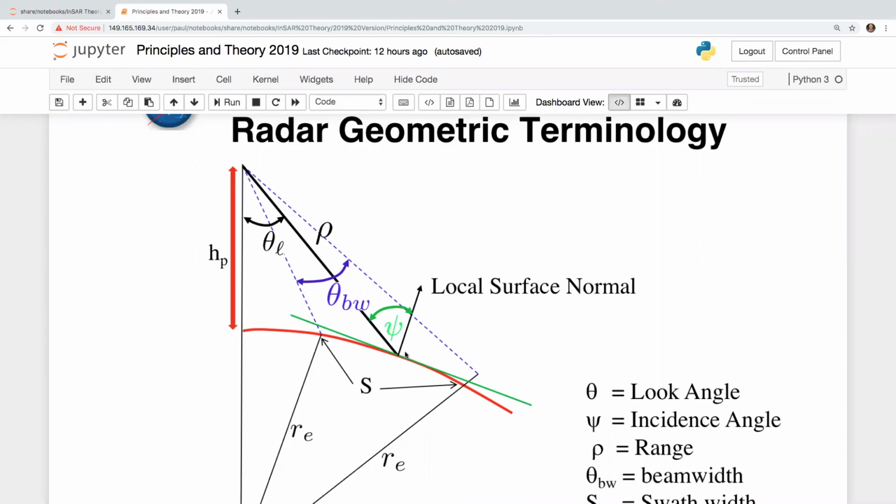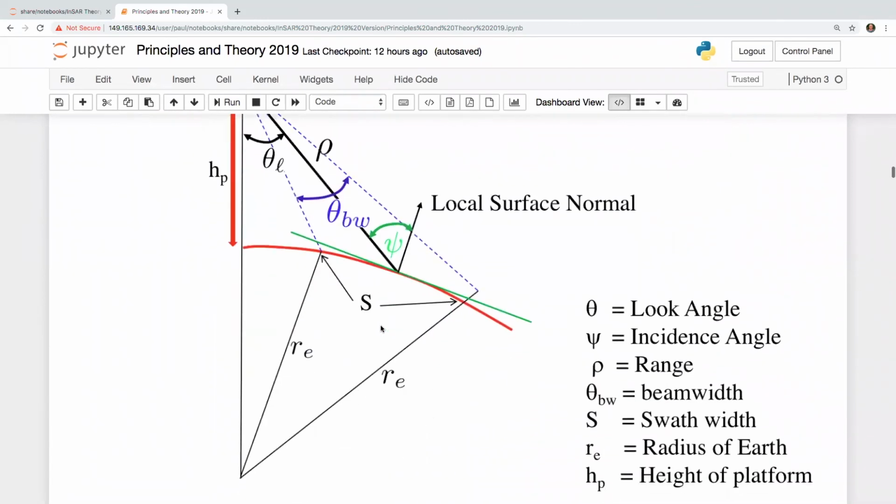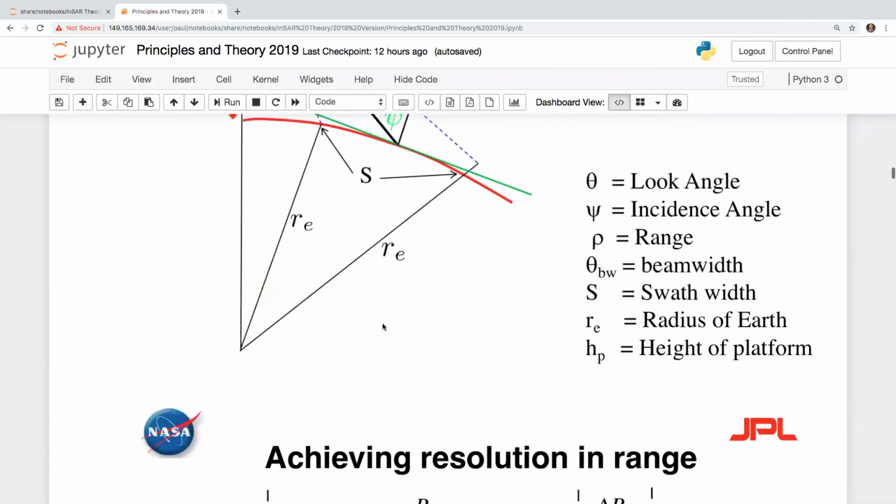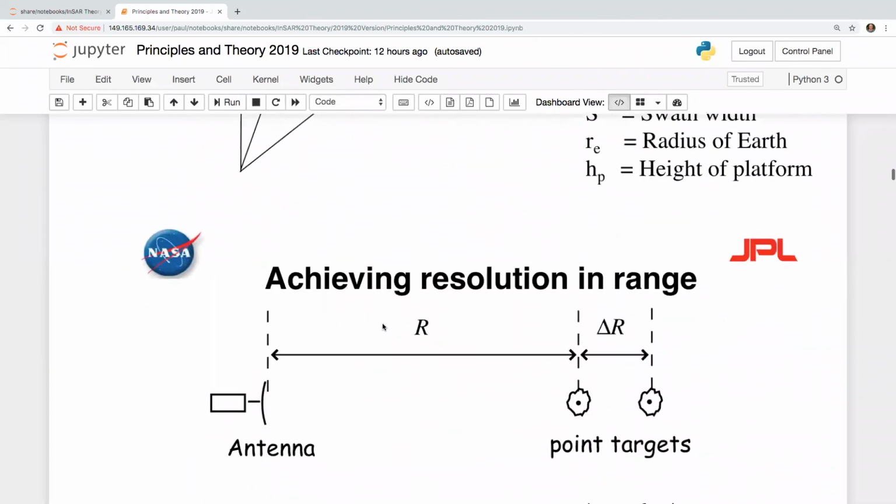Because of local curvature, the angle here, the local incidence angle relative to the surface normal, will be slightly different than the angle here, roughly 2 or 3 degrees, depending on how far out you're looking in range. Okay, so those are some basic definitions.